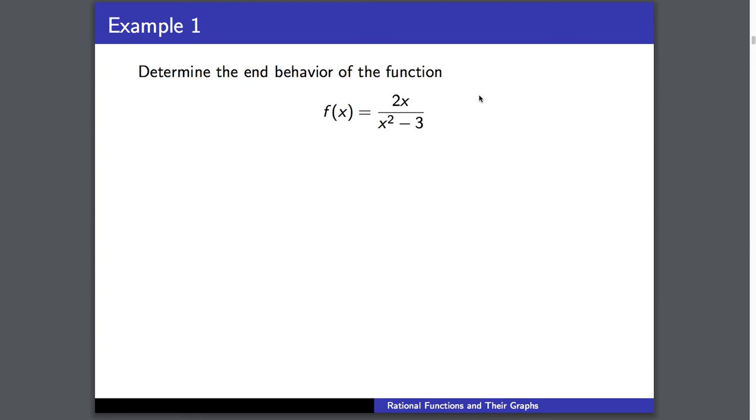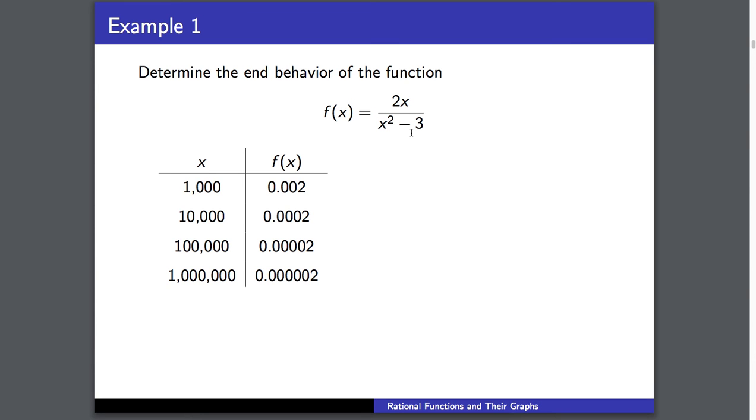Example 1: we're going to determine the end behavior of the function f of x equals 2x over x squared minus 3. For a numerical approach, we can plug in values of x that are very, very large, both in the positive and negative direction, and see what happens to our outputs. If we keep putting in larger and larger positive values for x, for instance 1,000, 10,000, all the way up to 1,000,000, notice our output values are getting closer and closer to 0. They're diminishing the higher x goes.